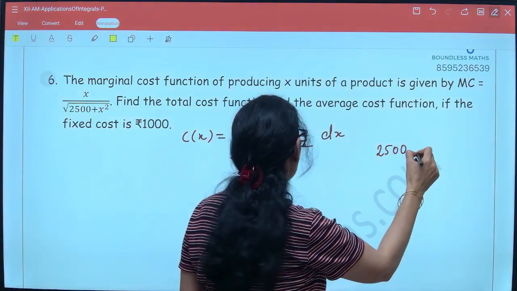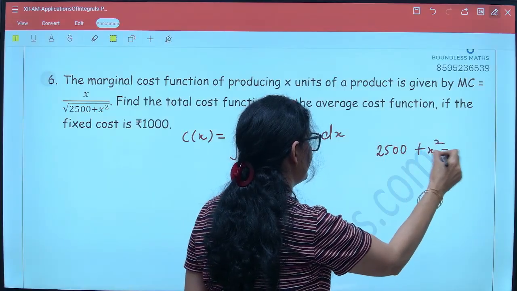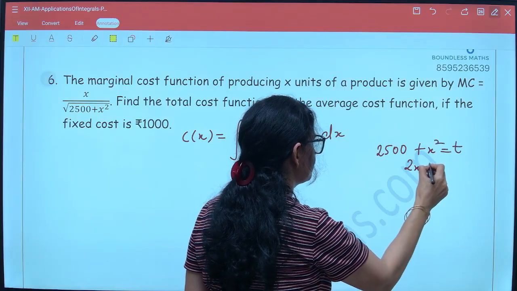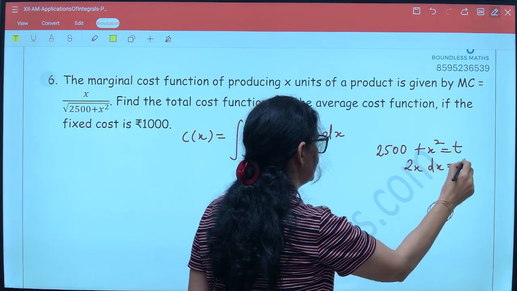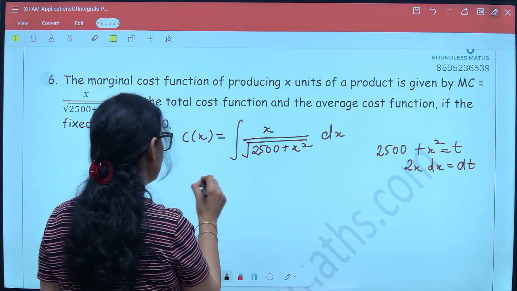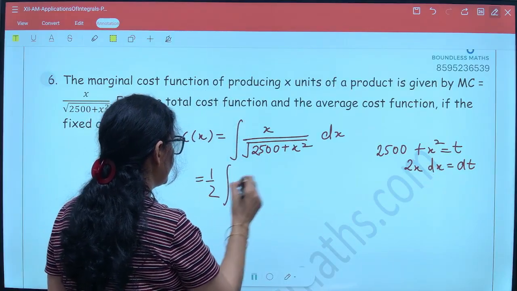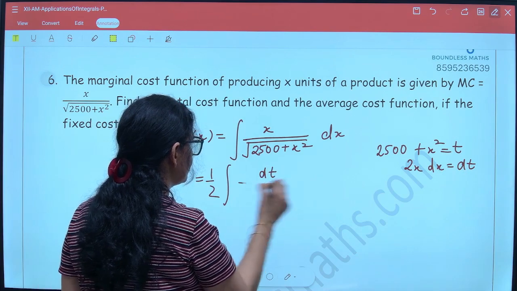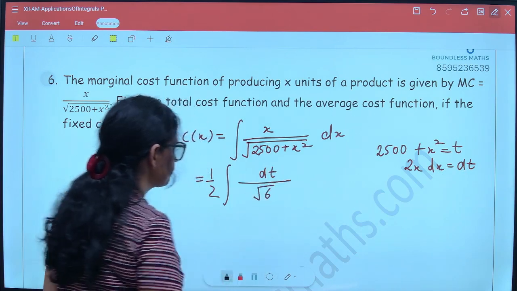Let's put 2500 plus x square as t. So this becomes 2x dx equals dt. So x dx can be replaced by half of dt. So let me keep that half outside, and within the integral I have this dt upon square root of t.